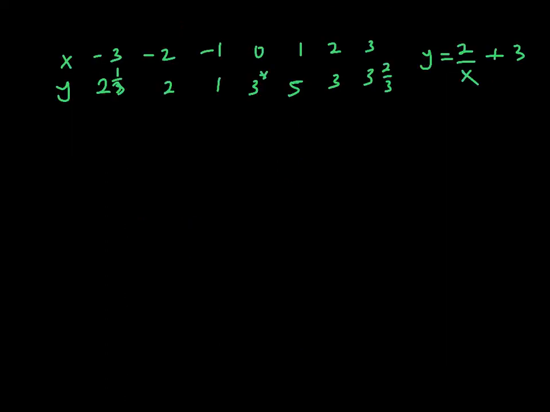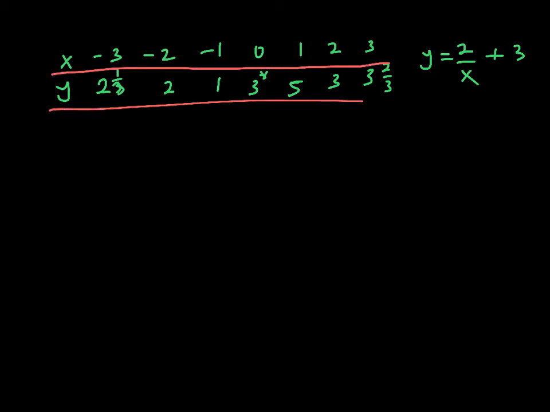Okay, now we have the table values for y is equal to 2 over x plus 3. So we have the values of the x above and the values of the y below. Well, by just looking at the table, you can tell that this is not a straight line. If you look at 0, for example, first I want to say that when you plug in 0, 2 over 0 is going to give you an undefined value.